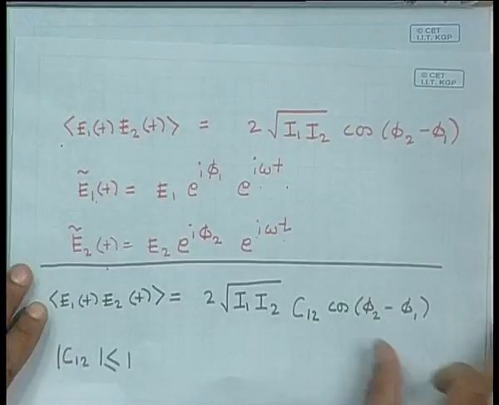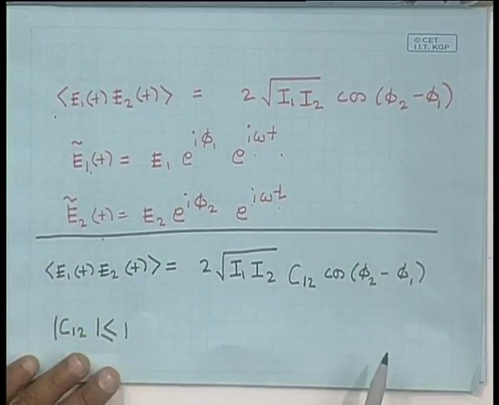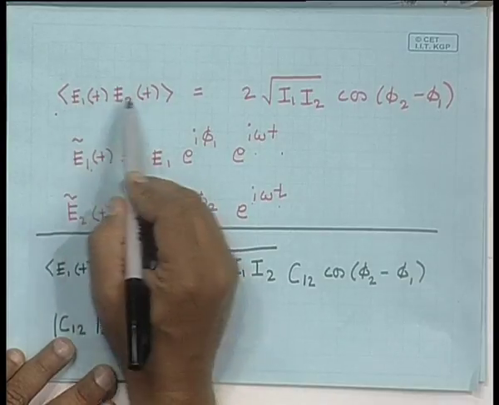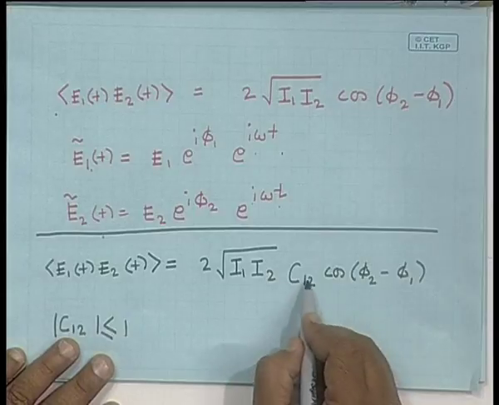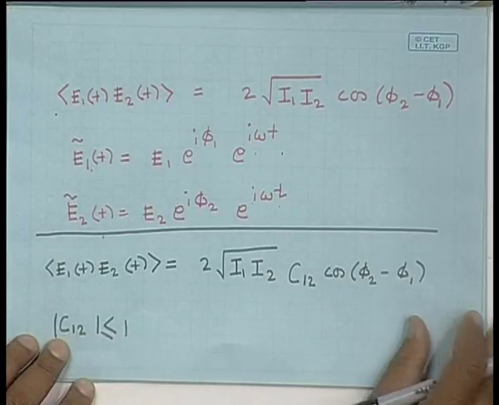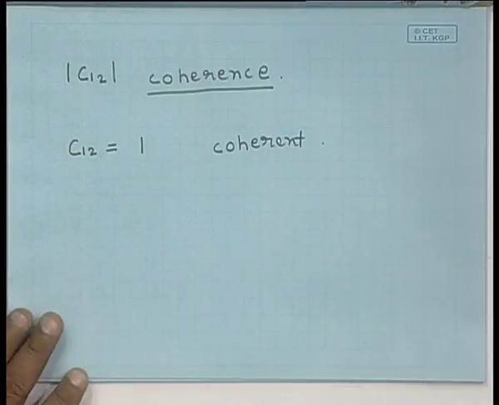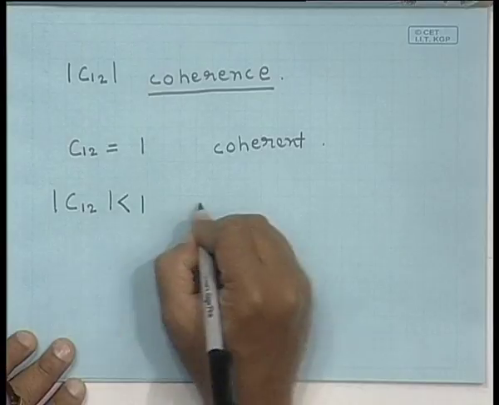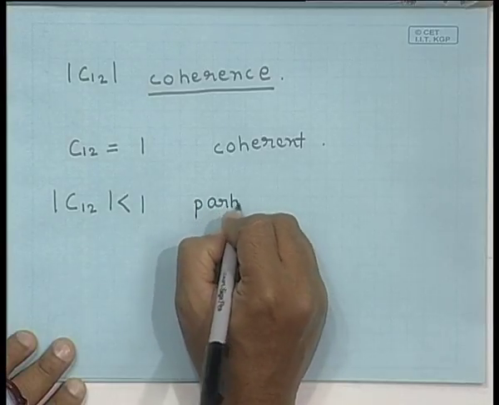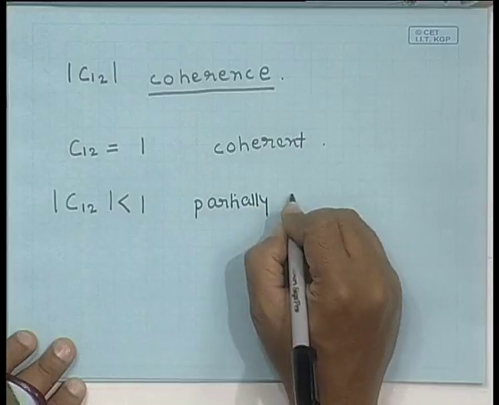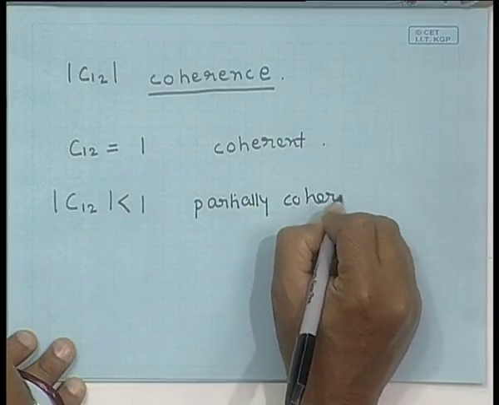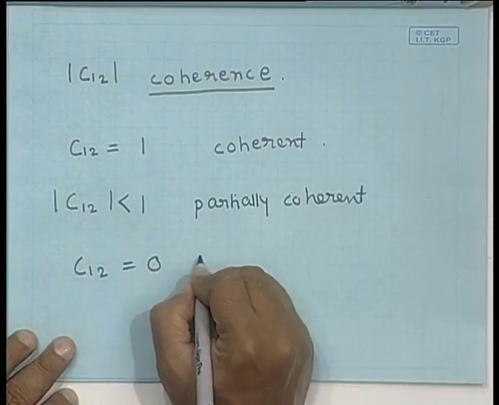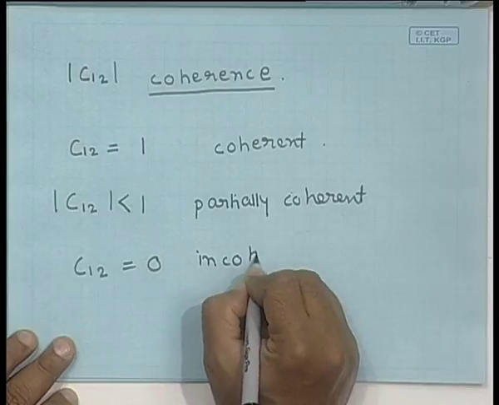Now, I have already told you, and we are going to see an example shortly. If I incorporate the fact that there is a finite spread in frequencies for this and for this, then the modulus of C12 is going to be less than 1, and this refers to a situation in which the two waves are said to be partially coherent, and we could also have a situation where this coefficient is 0 and the two waves are then said to be incoherent.